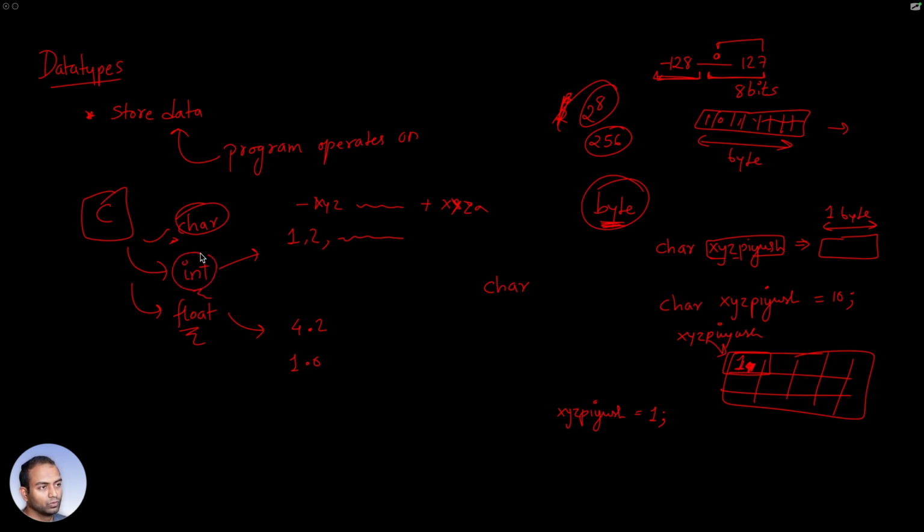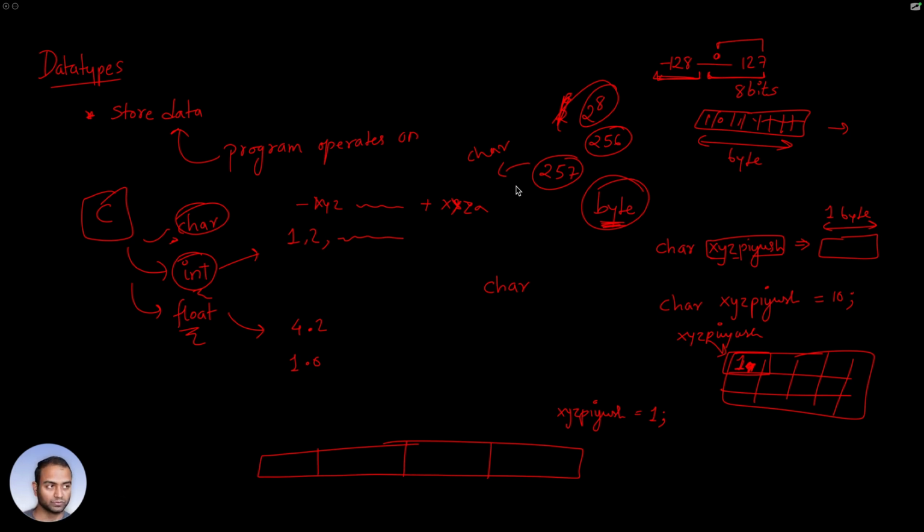So the int then is a 4-byte variant. You can save many more numbers. Okay, I should mention that if you want to save 257 in a char, well, that is not possible just because you need 9 bits to represent 257, and we only have 8 bits. So C, or the compiler, would ignore that one extra bit, and it'll only store the 8 bits.